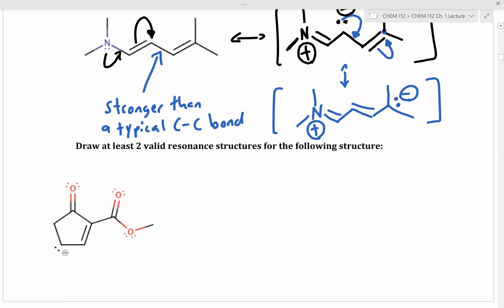Sure. So try to focus on drawing one movement of electrons at a time. Because this logic is fine. It's more if you do it all at once. In general, for resonance structures, you draw one electron movement at a time, just so that way it's easier to follow. Yes, because this carbon has five bonds.